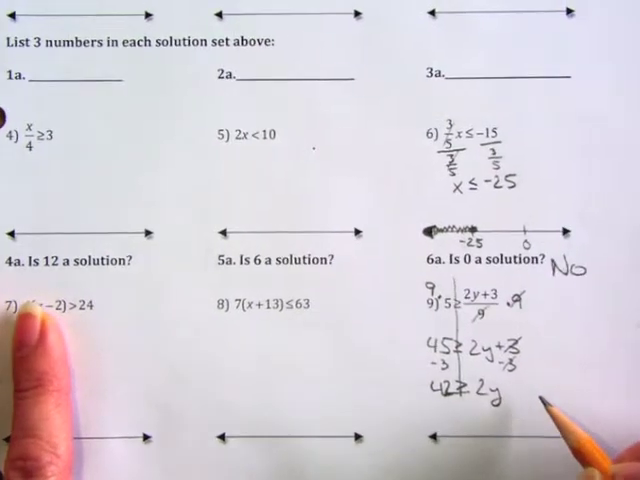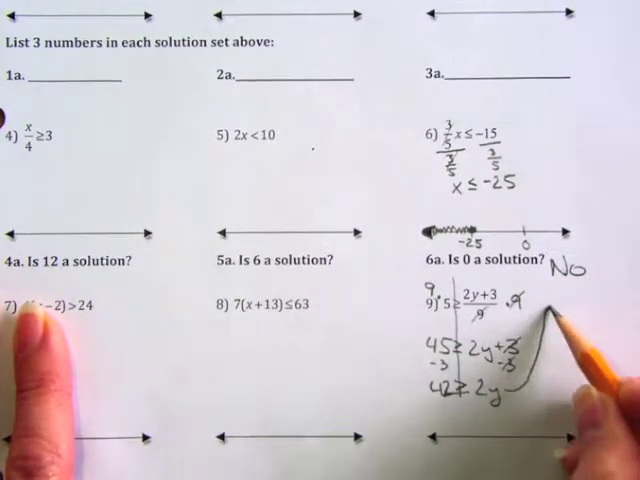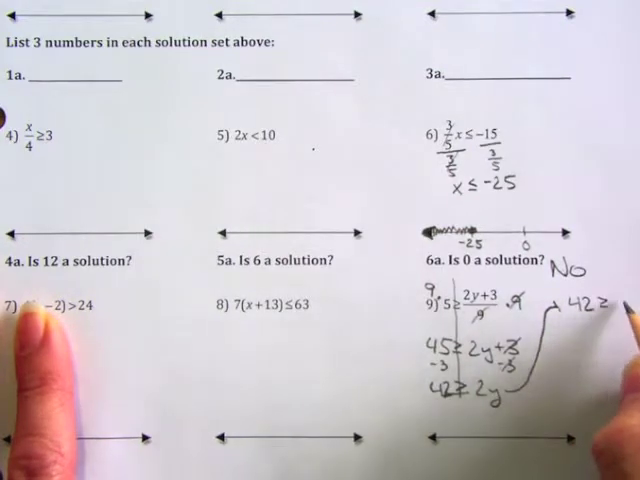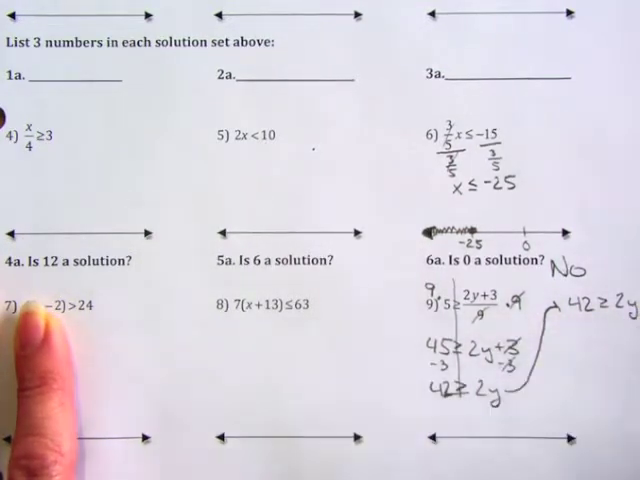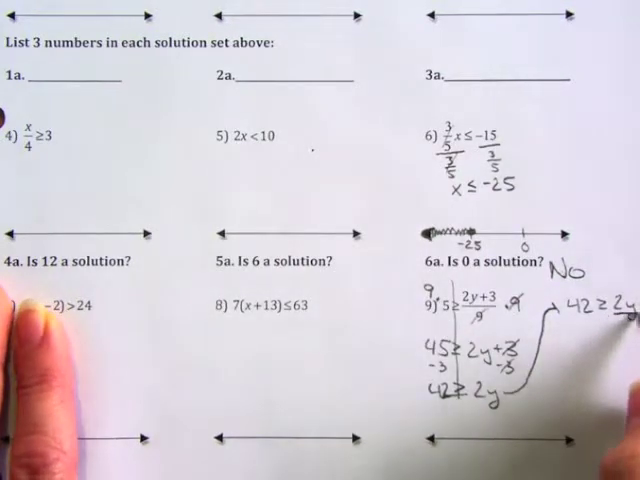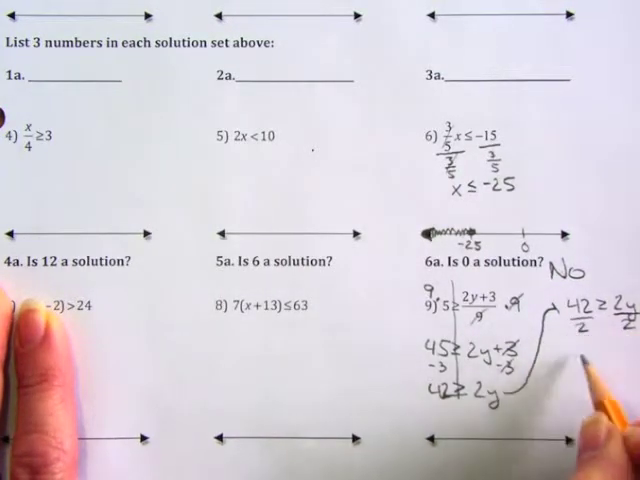And so that I can actually work neatly, I'm going to go ahead and recopy this right up here. So I have 42 is greater than or equal to 2y. As I finish working through that, I'm going to get y alone, so I'm going to divide by 2. And I get 21 is greater than or equal to y.